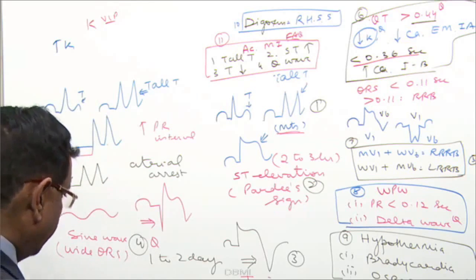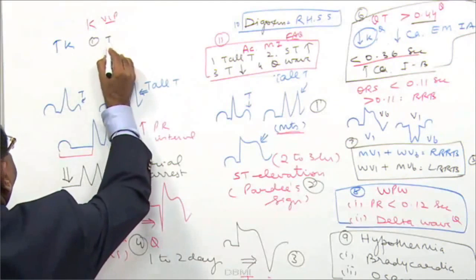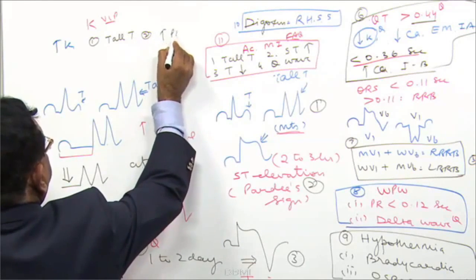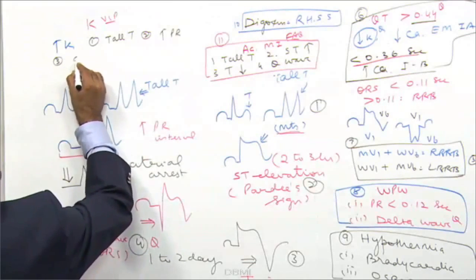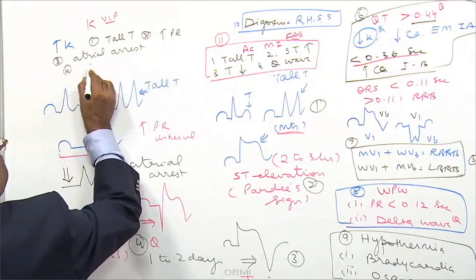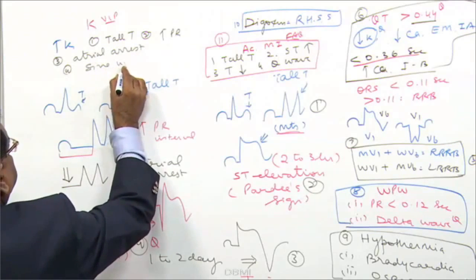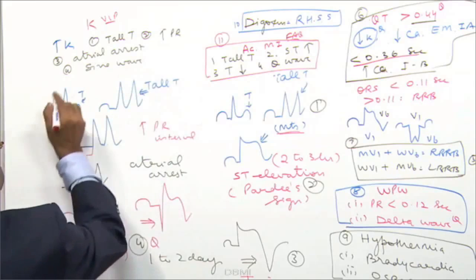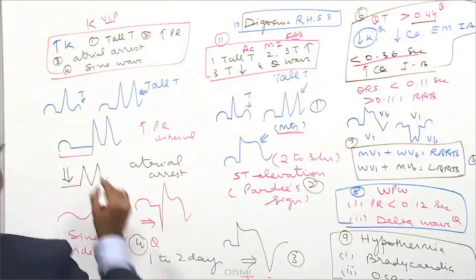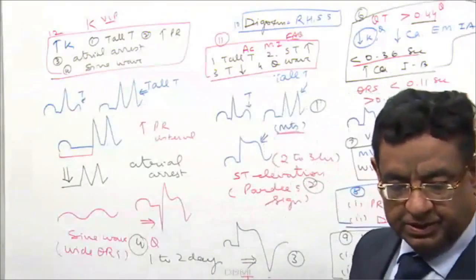If I have to make a box regarding hyperkalemia, the first thing is tall T wave. Then the second is prolonged PR interval. Third is atrial arrest. And the fourth is sine wave. This is box number 12. I hope you have drawn it.